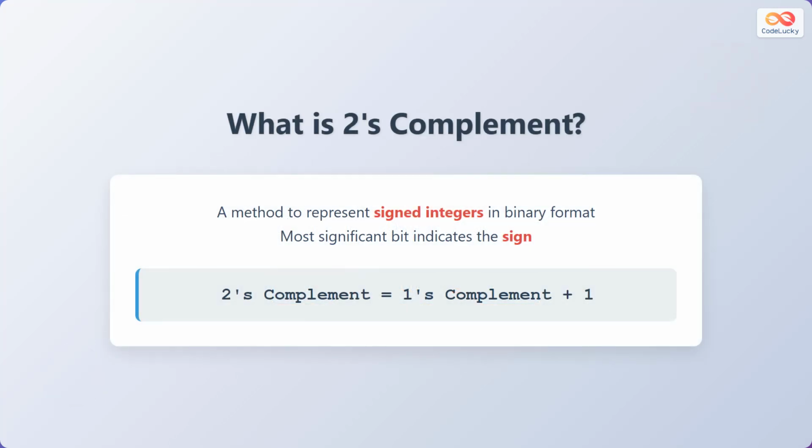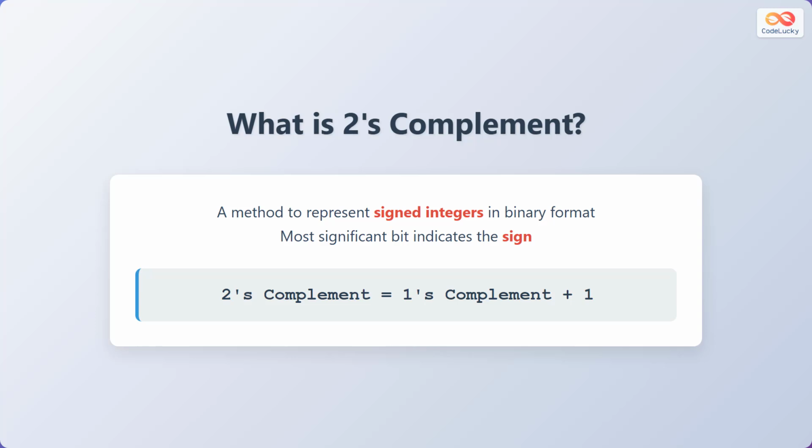2's complement is a method used to represent signed integers, both positive and negative, in binary format. The most significant bit, which is the leftmost bit, indicates the sign of the number. A 0 in the most significant bit typically represents a positive number, while a 1 indicates a negative number.